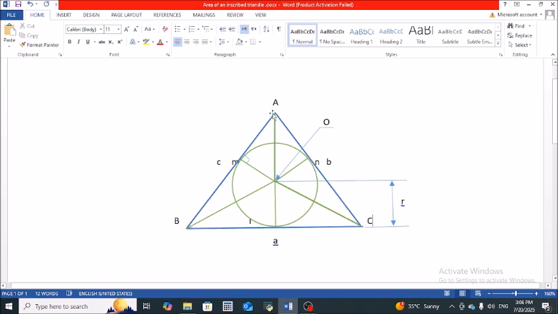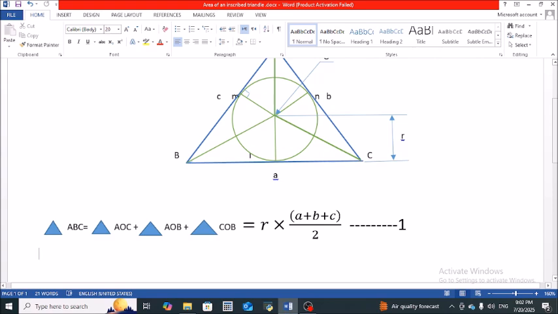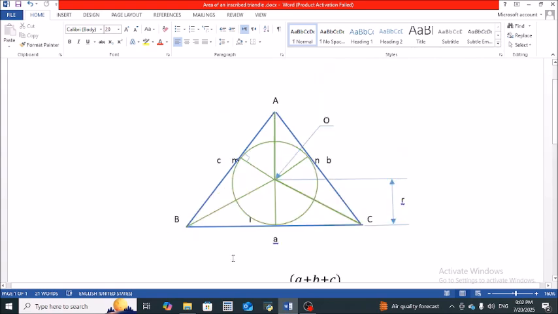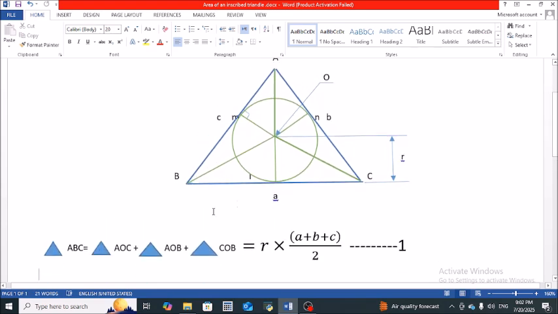Well, now let's start to calculate the area of the big triangle. Okay, this will lead us to calculate the area of the circle. Anyhow, how? Let's start with triangle AOB, and thus the area of the big triangle is formed from these three triangles ABO, AOC and BOC. It would be the sum of the three triangles AOC plus AOB plus COB, which is R times (a plus b plus c) over 2.